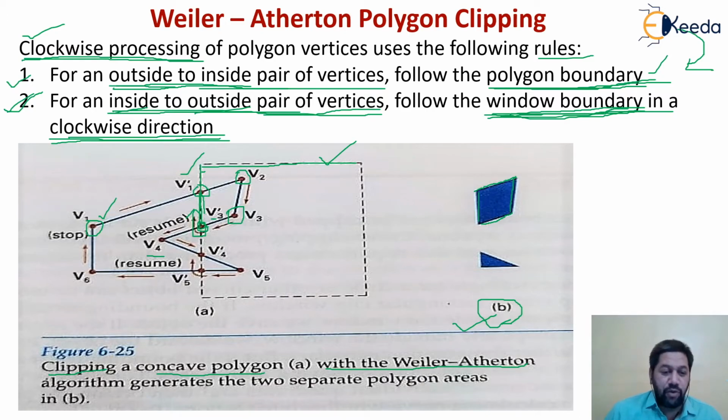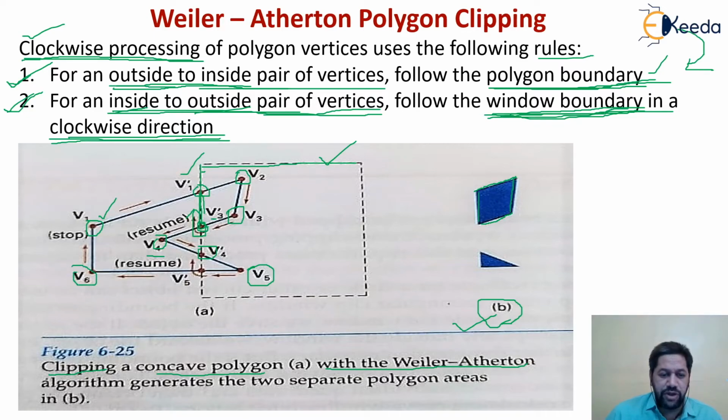After these points are over, we resume with the next vertices, that is V4 to V5. What about V4 to V5? Again it comes under rule number 1, outside to inside. V4 is outside, V5 is inside. So we follow this direction and I'm going to follow V4 dash. As it is rule number 1, we have to follow the polygon boundary. So the next point I consider is V5 to V6.